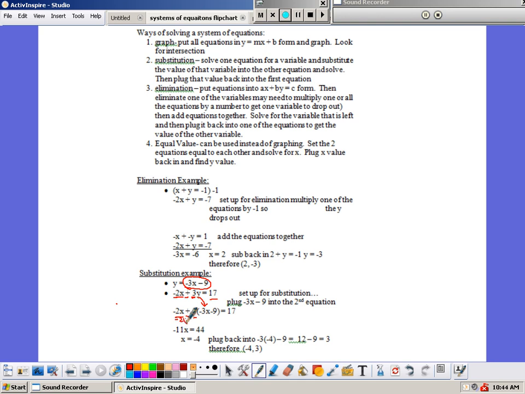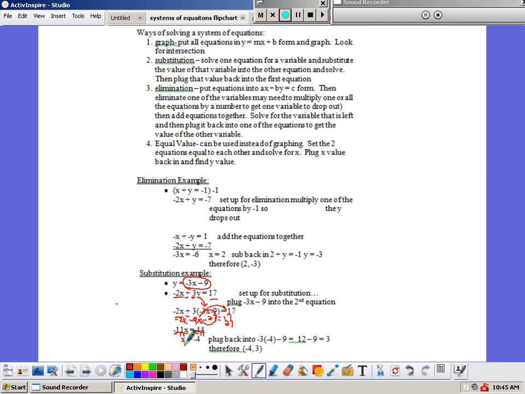Distribute: -2x minus 9x minus 27 equals 17. -2x and -9x is -11x. If I take my -27 and move it over, it becomes +44. Divide by -11. X is -4.